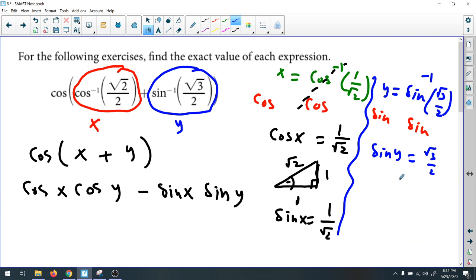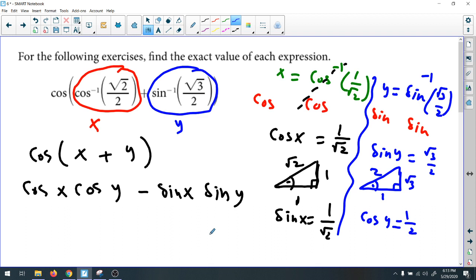And if you want to find cosine, you could apply the Pythagorean theorem. If this is a right triangle and this is our angle, sine means the opposite is the square root of 3 and the hypotenuse is 2. Opposite over hypotenuse. To find the missing side, just square and subtract. 2 squared is 4. Radical 3 squared is 3. 4 minus 3 is 1. Then radical, it's 1. So cosine of y equals adjacent over hypotenuse, which is a half.